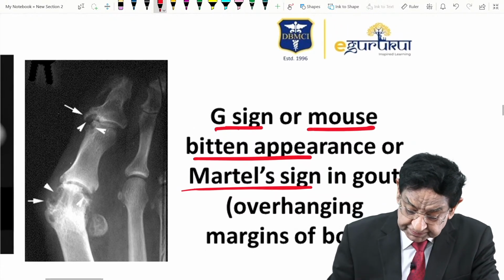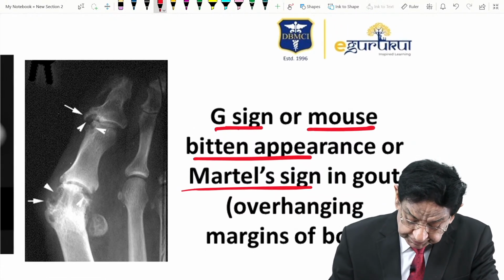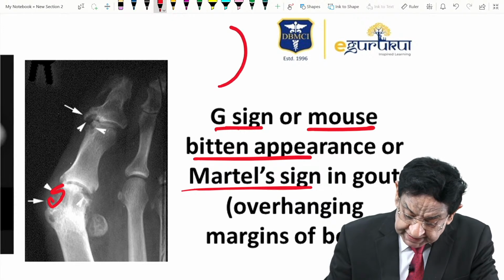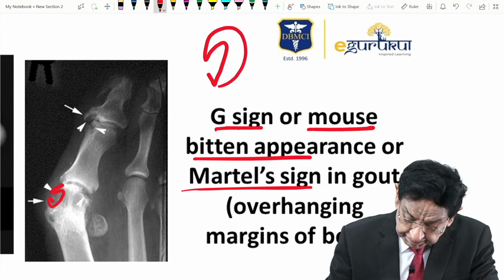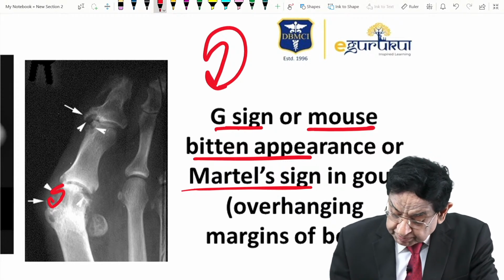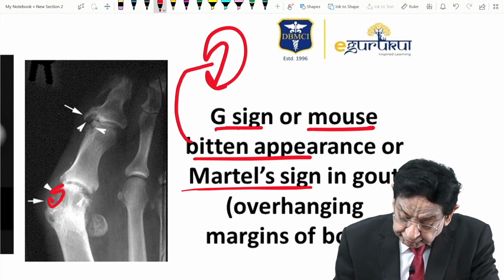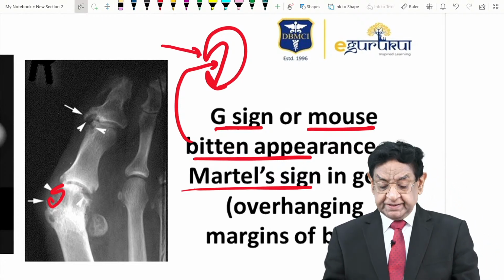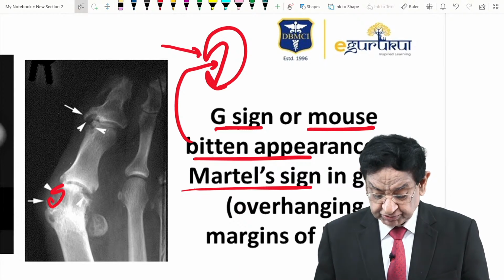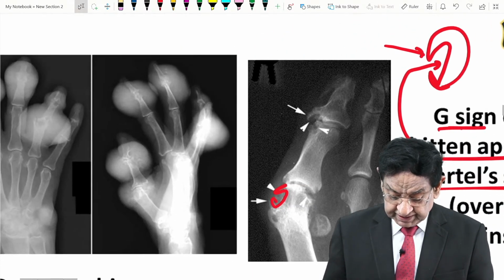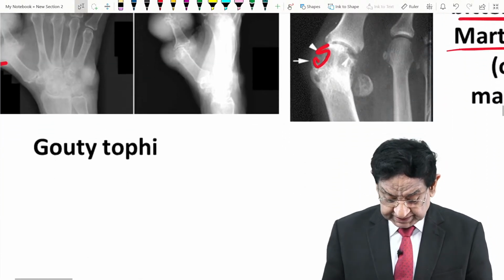Look into this. Overhanging type of picture, so-called mouse-bitten, overhanging, G sign. Okay, G sign also they would call it. This is the X-ray of the hand and this is gouty tophi.